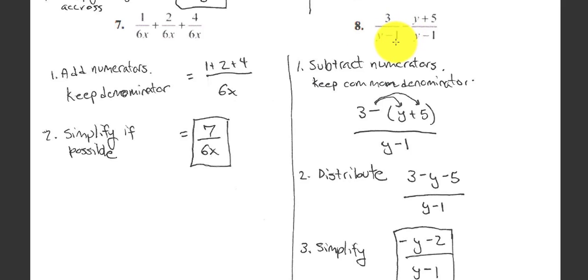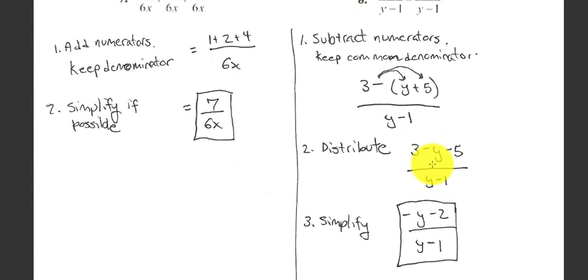For number 8, all right, we have the same denominator, so I'll write y minus 1. Now here's the tricky part. This negative gets distributed to the y and the negative 5. So sometimes it helps to write 3 minus, in parentheses, y plus 5. So you'll know, oh yeah, we distribute the negative to get 3 minus y minus 5. 3 minus 5 is minus 2, and we have a negative y. That's our final answer.